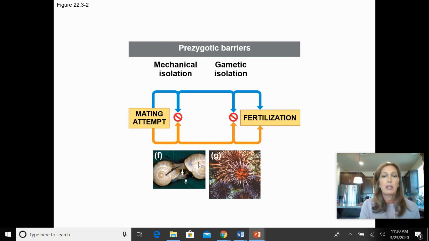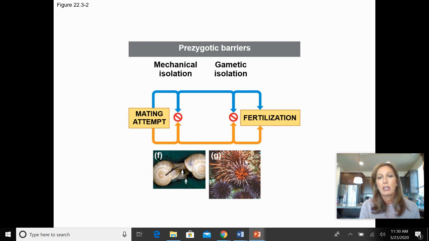Different turtles actually have this with their different shells. Plants, you see it all the time with this mechanical isolation, just with the carpel and the stamen not matching. So there's no way for a pollen grain to get down. And so there's all sorts of different mechanical isolations that are preventing any type of mating attempt from occurring.